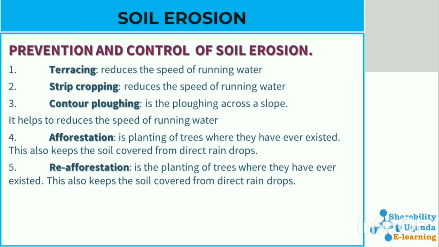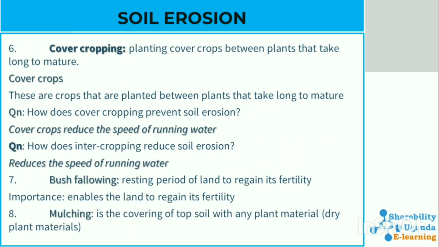Reforestation, the planting of trees where they have ever existed. This also keeps the soil covered from direct raindrops and direct sunlight. We have what we call cover cropping, which involves planting cover crops between plants that take long to mature, such as coffee, banana. Cover crops are crops that are planted between plants that take long to mature, like I said. Cover crops help reduce the speed of running water.